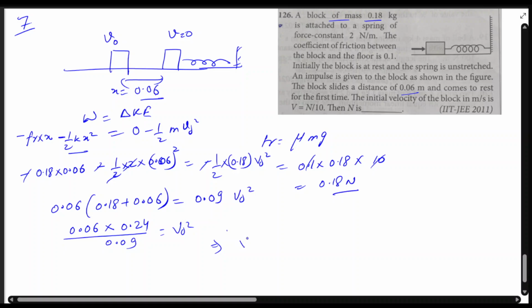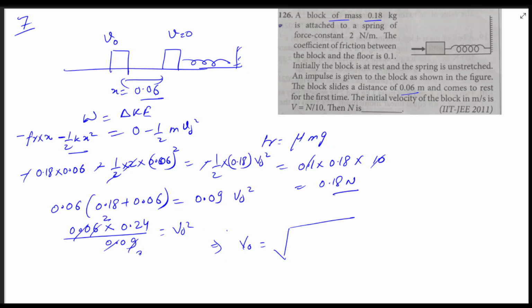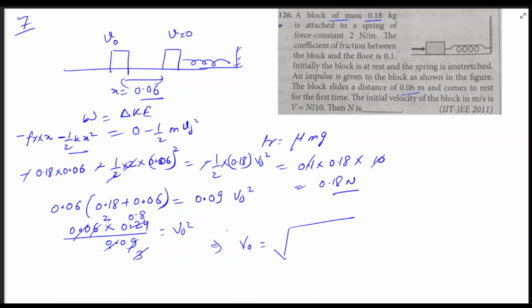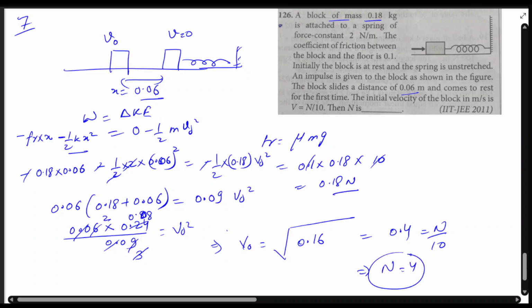So we have V naught equals to under root. The 0 will get cancelled. This is 2. This is 3. This will be 0.8. So we have 0.08. So we have 0.16. It will be 0.4, right? Which is n by 10. So we have n as 4, right?